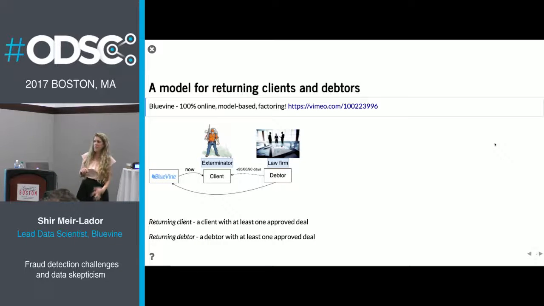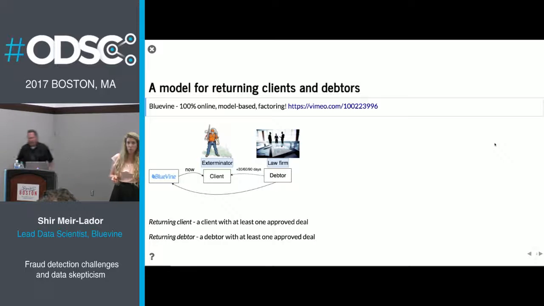Okay, so now you understand a little bit what Bluevine does. What we actually do is help small businesses with funding. For example, if you are an exterminator, you have a business of exterminating bugs, and a law firm comes to you and asks you to do a job for them. You come to their offices, you exterminate all the bugs, but in the end you don't get paid on the spot. You get paid maybe at the end of 30, 60, or 90 days, and you get the invoice. What you can do in order to get your money, because you need to invest in marketing or in buying equipment or paying your workers, is come to Bluevine, give us your invoice, and we give you an advance on your invoice.